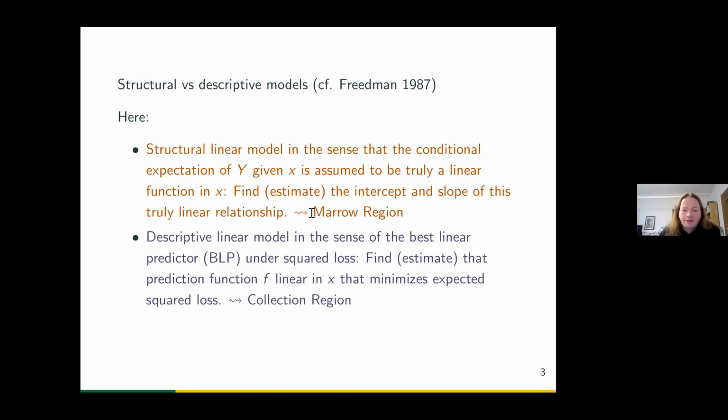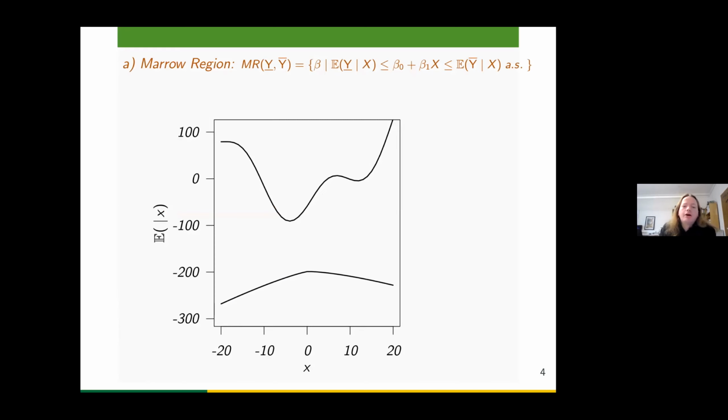Here we call the first region the mirror region and the second the collection region. And finally, I would like to additionally present another identification region, which is not so much in the spirit of partial identification, but we will see this later on. So now I will start with the mirror region, and the idea here is really simple.